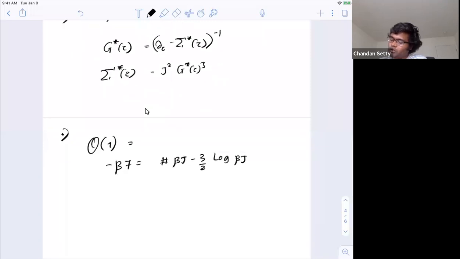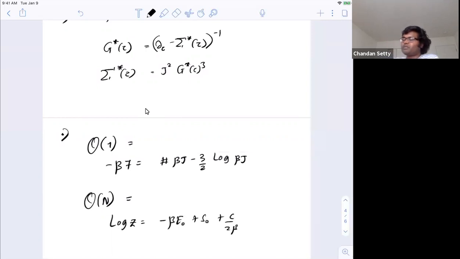This is the order one, and you can also calculate the order n, which will not be important for this talk, simply because we are mainly mapping the fluctuations of the two models to each other. So you have the order n contribution to be log Z equals minus βE_0 plus S_0 plus c/2β, where c is some specific heat and S_0 is the entropy. All of these quantities, E_0, S_0, and c, are proportional to n. That's why this is order n. And there is no n coming into the free energy contribution at order one.